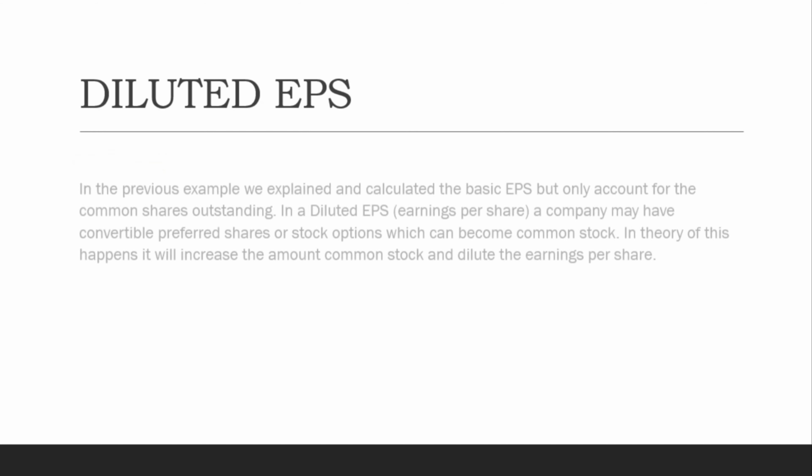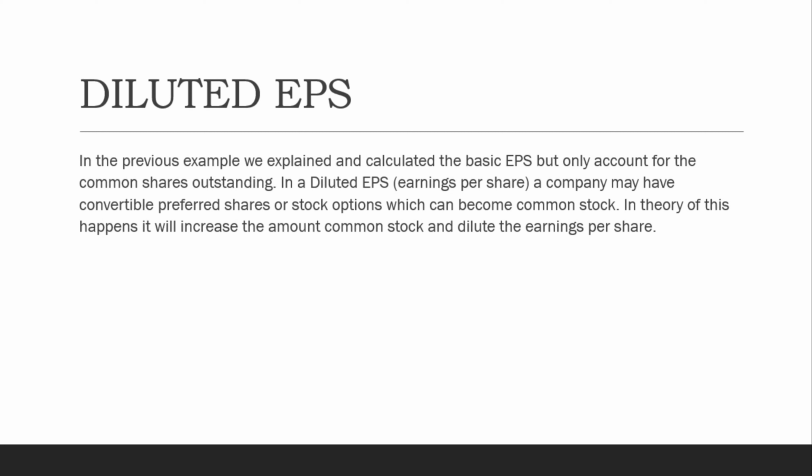So what is a diluted EPS? In the previous example, we calculated the basic EPS, but only accounted for the common shares outstanding. In a diluted EPS, which is earnings per share, a company may have convertible preferred shares or stock options, which can become common stock. In theory, if this happens, it will increase the amount of common stock and dilute the earnings per share.